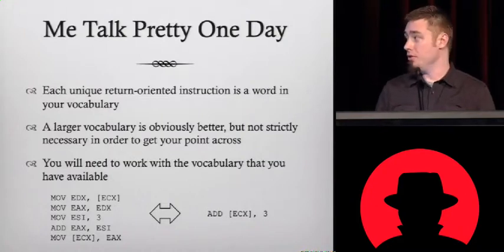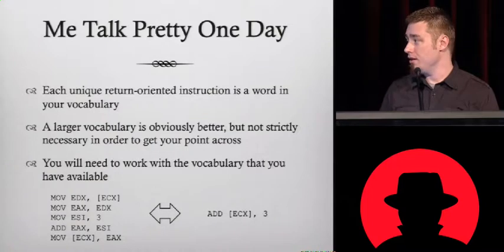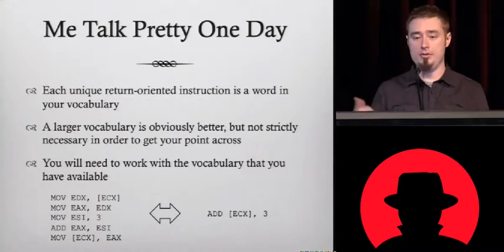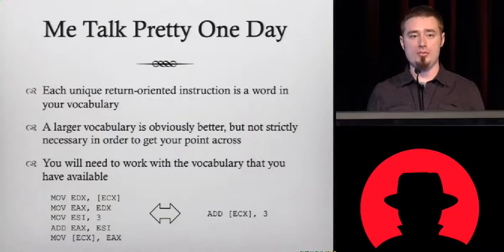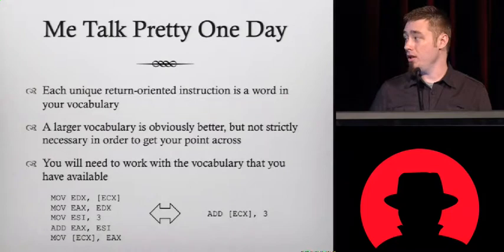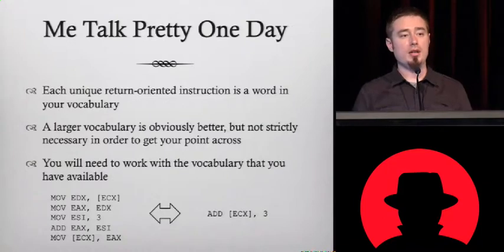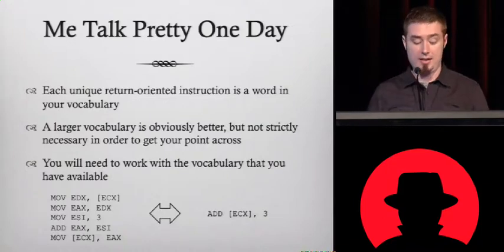equivalent function. So if you look at the bottom of the screen here, you can see on the right, I really wish I could just add 3 to memory pointed to by ECX. But unfortunately, let's assume that instruction wasn't found. But the ones on the left were. And so I can say, all right, well, let's read from ECX into EDX, let's add 3 to it, and then let's store it. So it's a little bit roundabout, but it achieves the exact same thing.